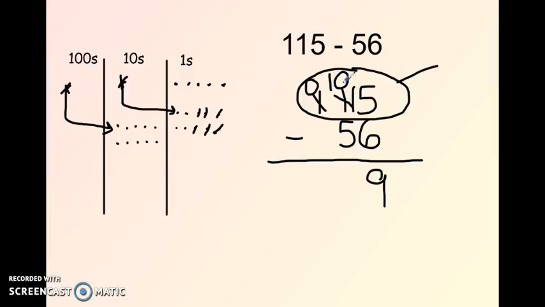Now I can do my subtraction. 10 minus 5, so I cross out my 5. 1, 2, 3, 4, 5. 10 minus 5 is 5. Here I have 0 ones, take away nothing, which is a 0. So my answer is 59.